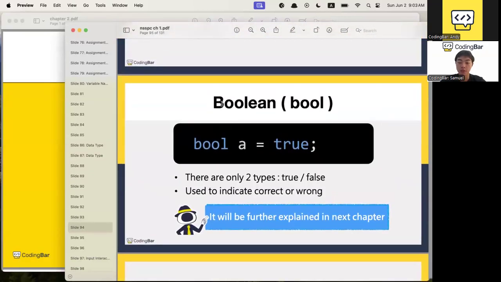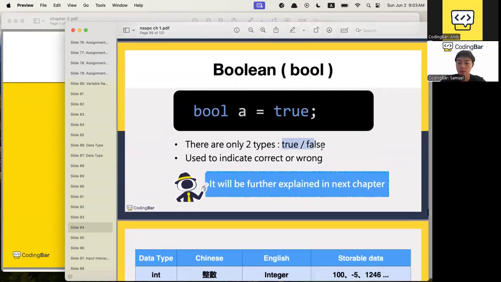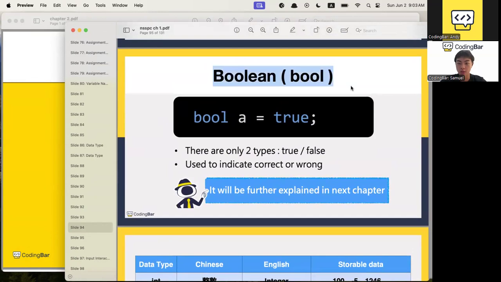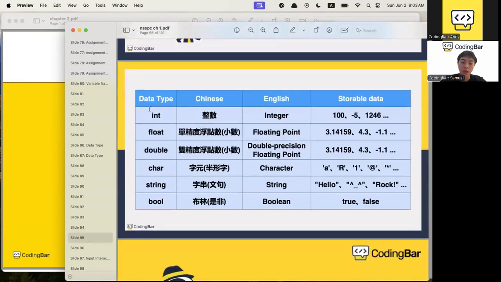Also, there is a Boolean type. In Boolean type, basically they store two things, either true or false. We will cover more on Boolean type today, actually. And this is a conclusion of what is supported in C++, the basic data types.